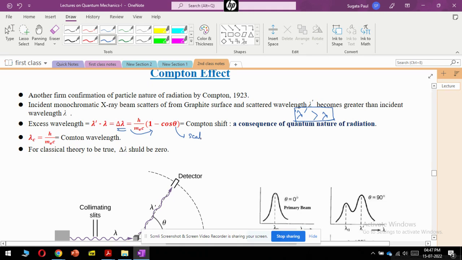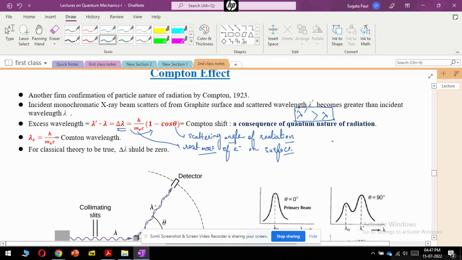Theta is the scattering angle of the radiation, the angle at which it scatters because of the collision with the graphite target. And h is the Planck's constant, c is the velocity of light, a universal constant, and m_e is the rest mass of the electron on the graphite surface. So why are we calling it rest mass?